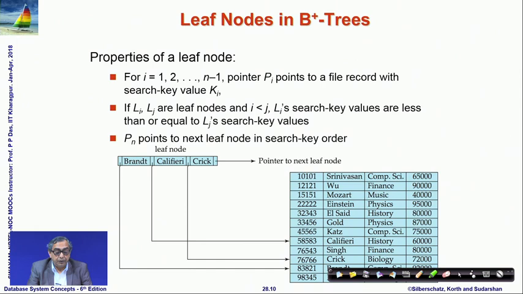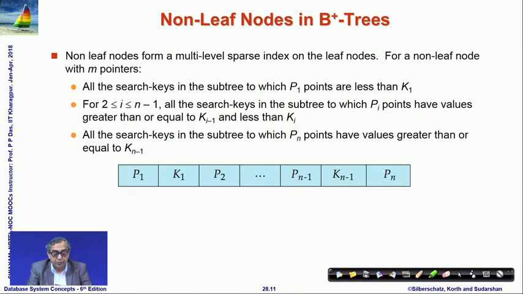So, for a leaf node, the pointer Pi points to the file record with the search key Ki, and if there are two leaf nodes Li and Lj, and i is less than j, then Li's search key values are less than or equal to Lj's search key values. So, this is the basic ordering that we had seen in 2-3-4 tree, that is what is getting generalized.